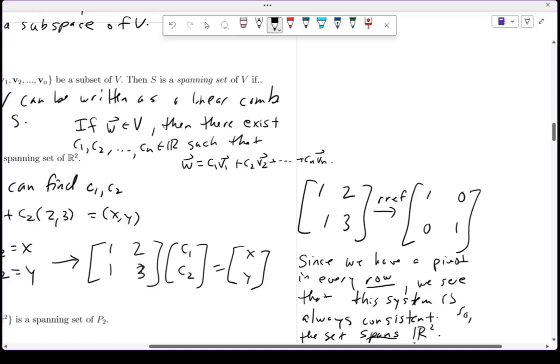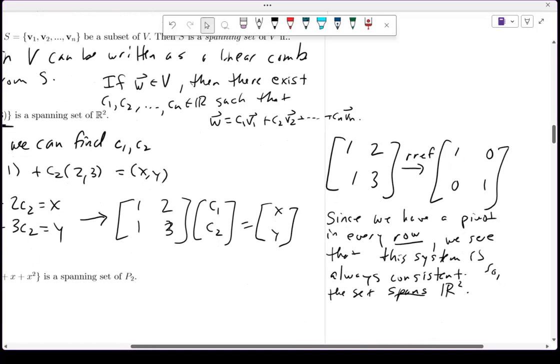Okay. So we're not saying that we always get it inconsistent. We're just saying that there are scenarios where it is inconsistent. Correct. It always has to be consistent no matter what. That's why we always have to have a pivot in every row.